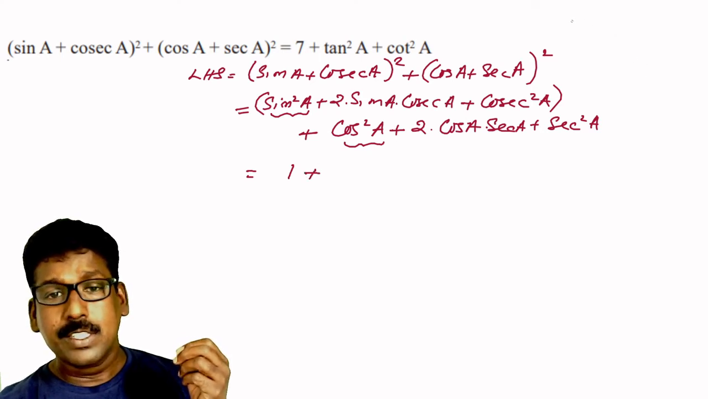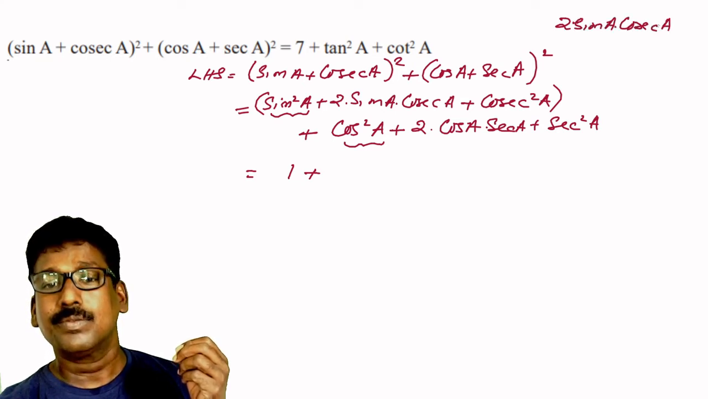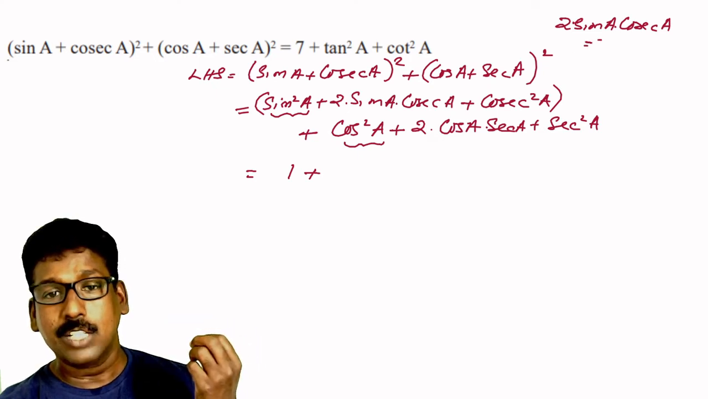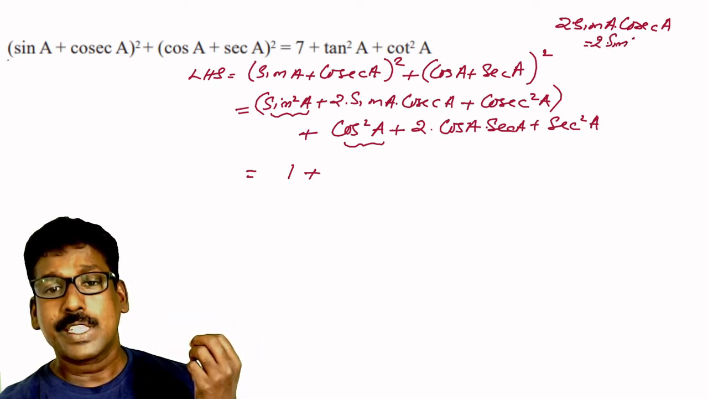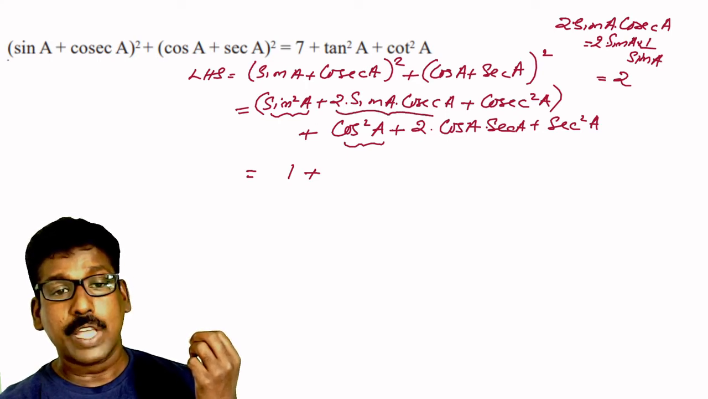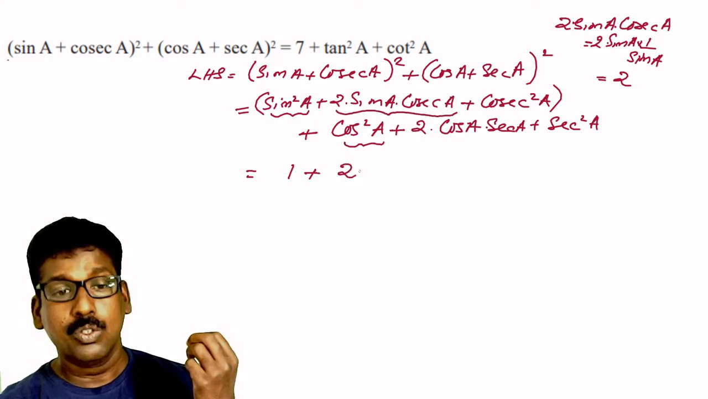Now what is 2 sin a cosec a? Cosec a is the reciprocal of sin. So this is equal to 2 into sin a into 1 by sin a. Sin a cancel. So it is equal to 2. So this term 2 sin a cosec a, it is equal to 2 plus.